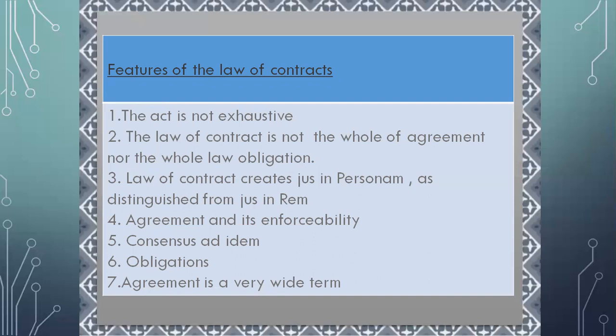Second, the law of contract is not the whole of agreement, nor the whole law of obligation. That means there are several agreements which do not give rise to legal obligations, right? And therefore they are not contracts. What does not give rise to legal obligations is not called a contract, because we saw in the definition, right? A contract should always be legally binding.